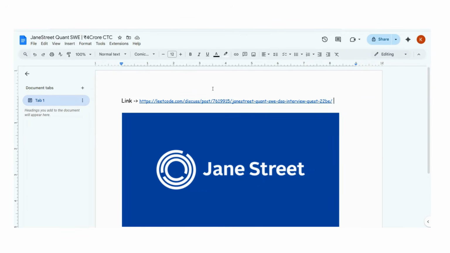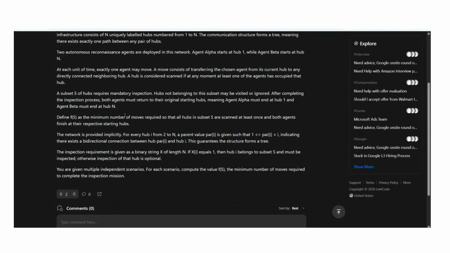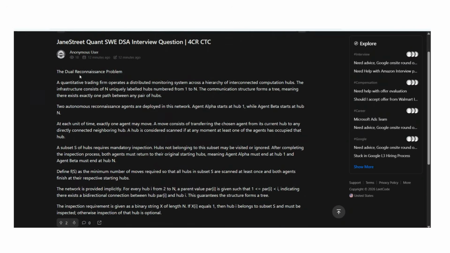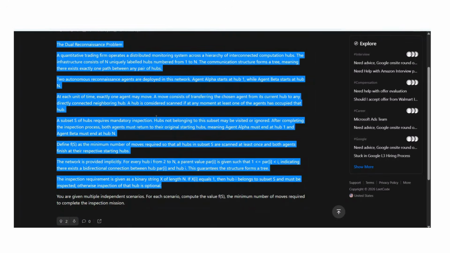And this was the recently asked Tree DSA question in Jane Street. If you click on the link, you will get to see the problem. Nothing is directly written in this problem. A story has been made up. We have to decipher the story, try to understand it and try to solve it. So that's how we are going to do it.